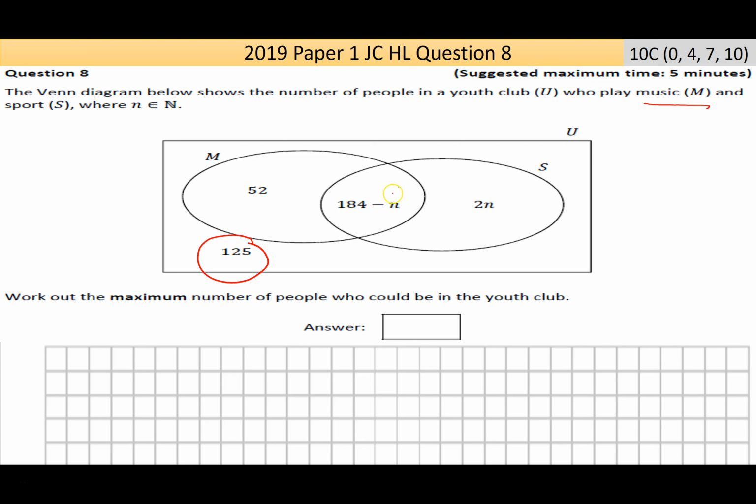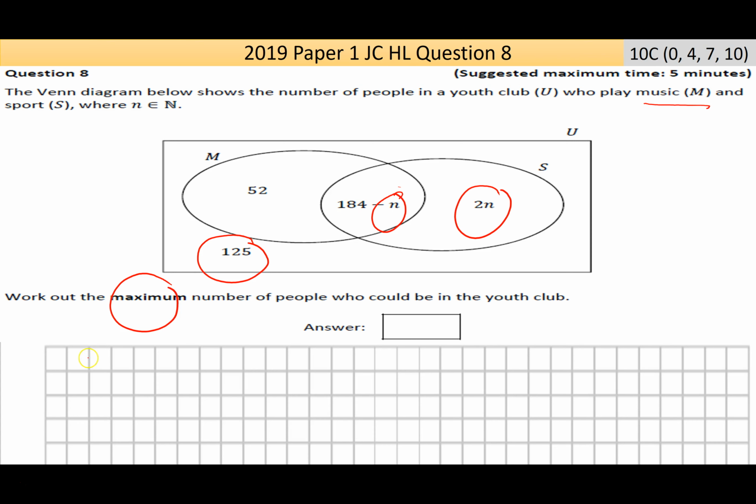So we don't actually know what the value of n is, so we don't actually know what these two values here are. Talking about the maximum, we're looking at creating an inequality that would cover, no matter how big n is, what the situation would be.